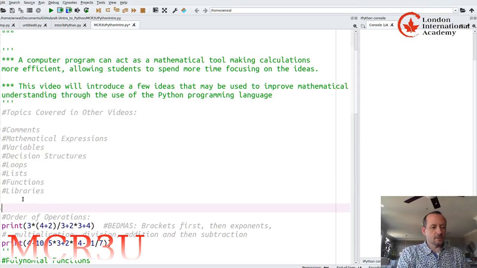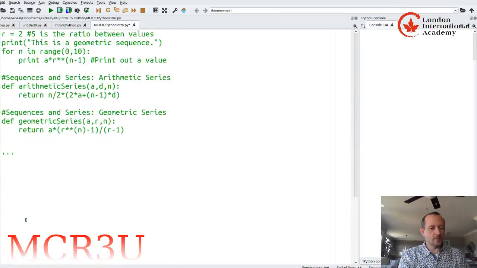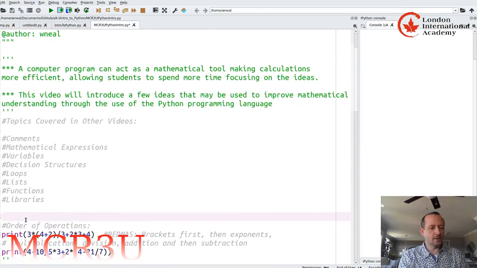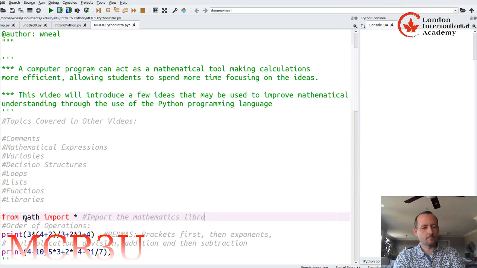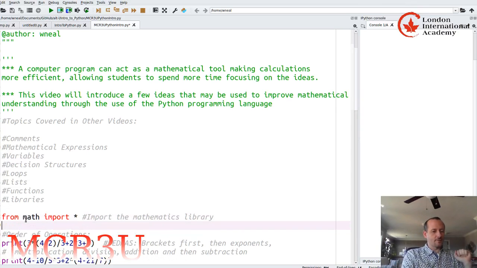So here is a little example. Because I'm using it later in the program here, I have some sample code down here. I'm going to need to import the mathematics library. And I'm putting a comment here. So I just imported the mathematics library, and that allows me to use certain mathematical functions that we'll see later in the video here.